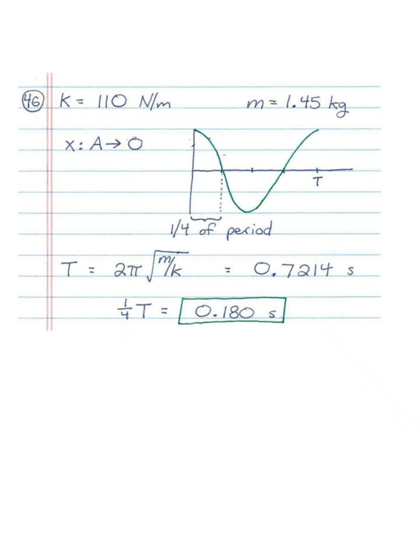All right, so it's very helpful to graph this. So let's graph, we'll do a cosine curve. And it starts up at A, and it goes down to 0, then negative A, then 0 and A. And this helps us to see that to go from A to 0, it is 1/4 of the period. So this question is asking, how much is 1/4 of the period? So let's find out what the period is. Period is 2 pi times square root of m over k. We get 0.7214 seconds, and then the quarter of the period is 0.180 seconds.